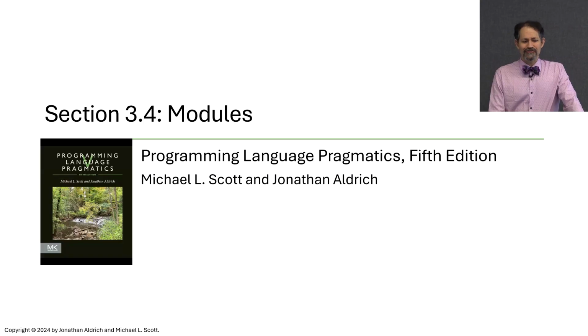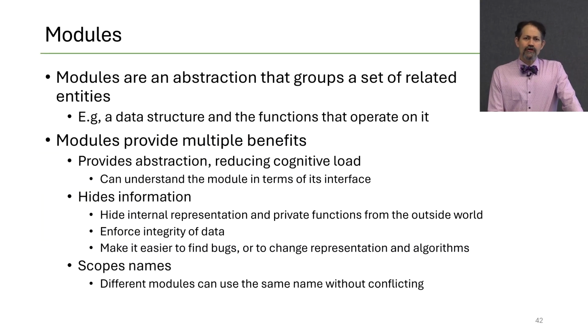First of all, modules. Modules are an abstraction that groups a set of related entities together. For example, a common grouping is a data structure together with the functions that operate on it. We'll see that object-oriented programming captures this kind of modular structure in a very direct way. Now, modules provide multiple kinds of benefits.